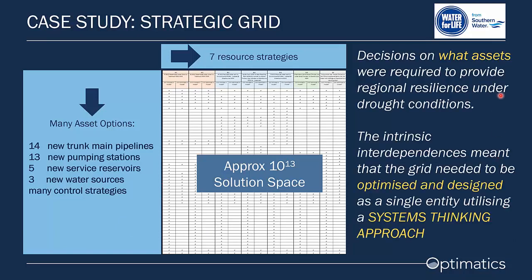Southern Water were looking at what assets were required to provide regional resilience under those drought conditions. The interdependencies here meant that the grid needed to be optimised and designed as a single entity. So it played really well into an application for Optimizer.